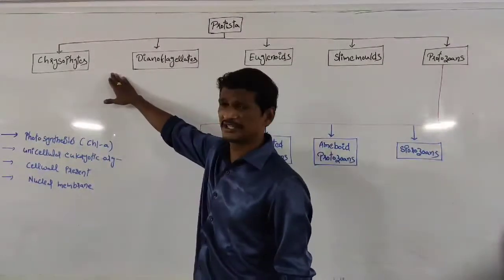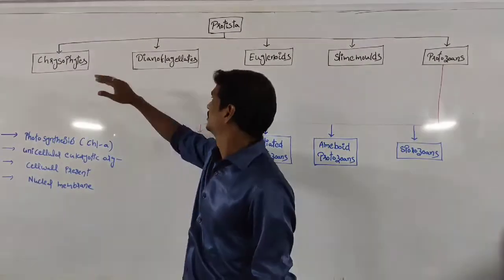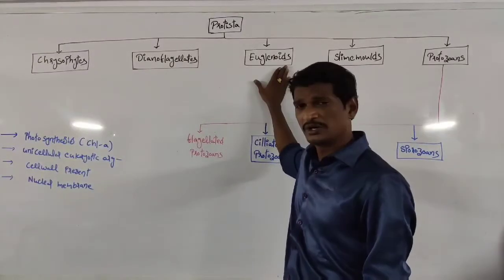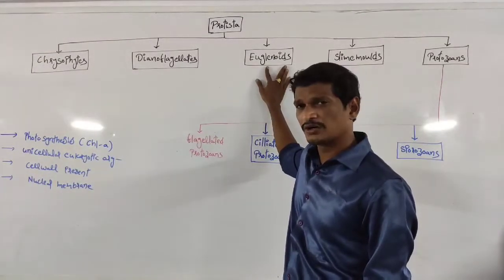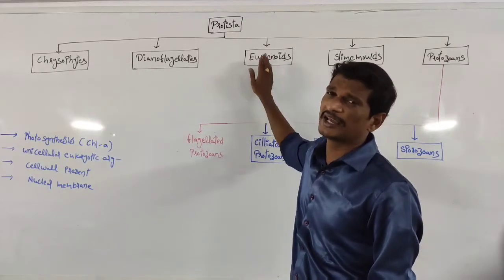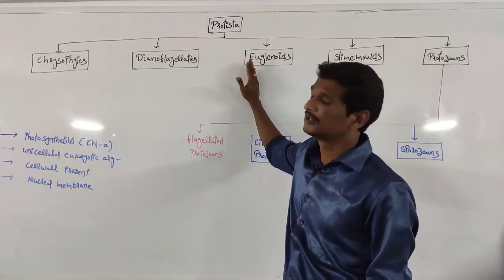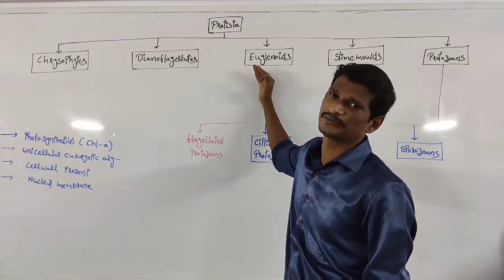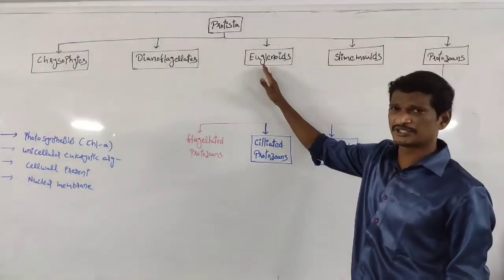Here there are chrysophytes, which perform the photosynthesis process. Dinoflagellates perform the photosynthesis process. And euglenoids are strange, as they exhibit both autotrophic and heterotrophic nutrition. When light is available, they are photoautotrophs. When light is not available, they are heterotrophs. So both types of nutrition are exhibited here.